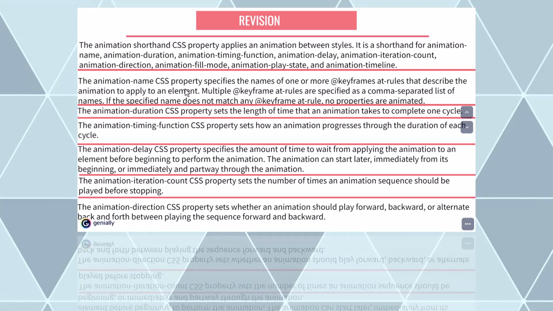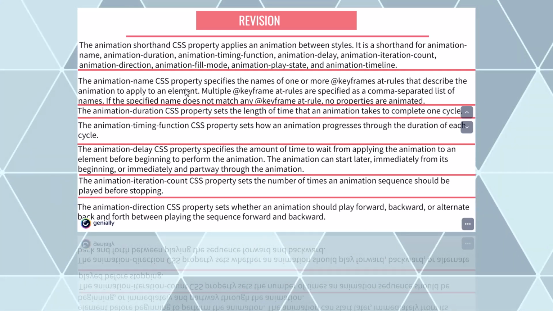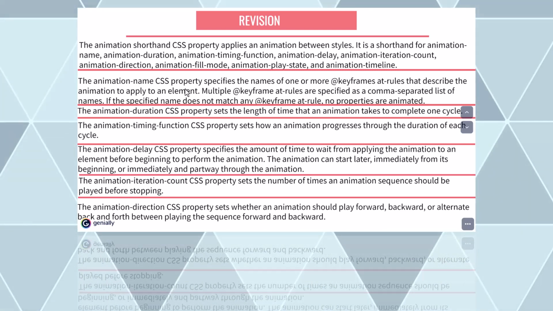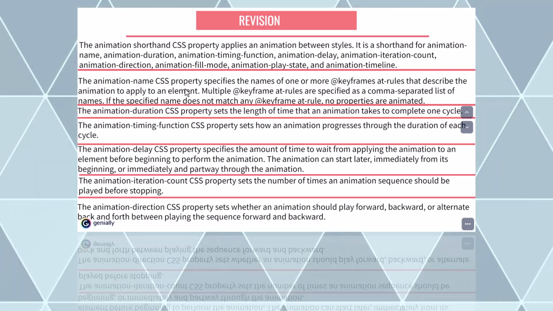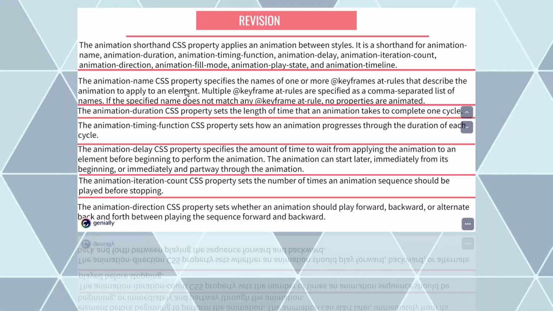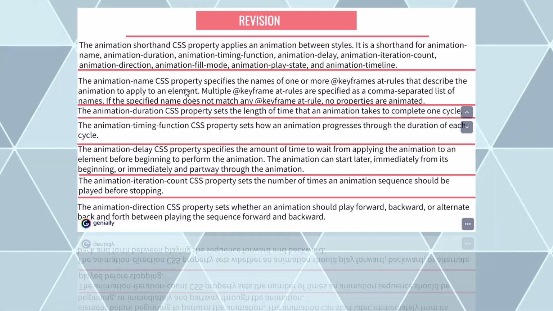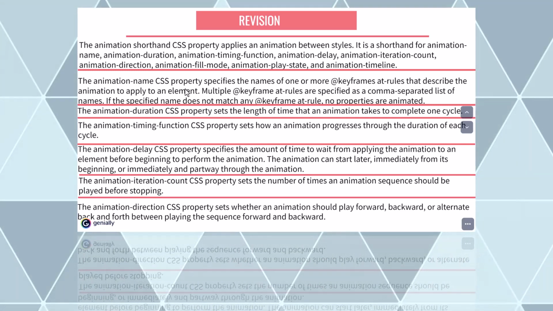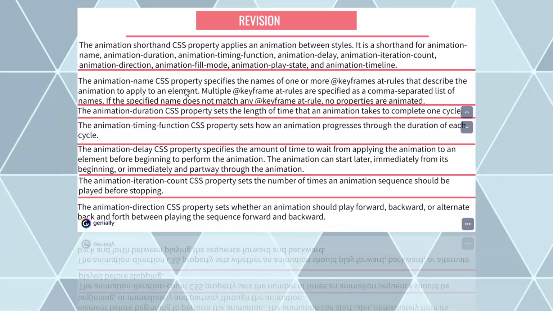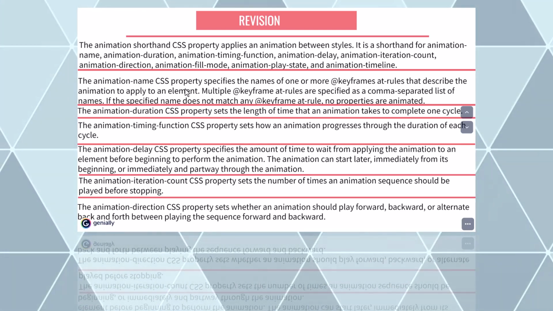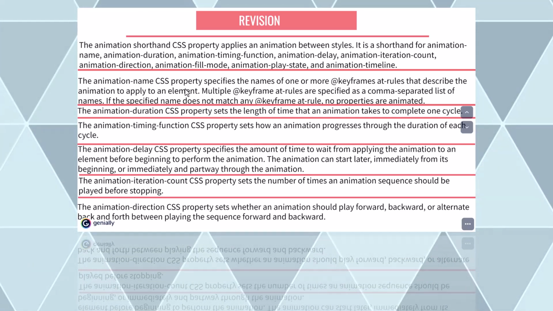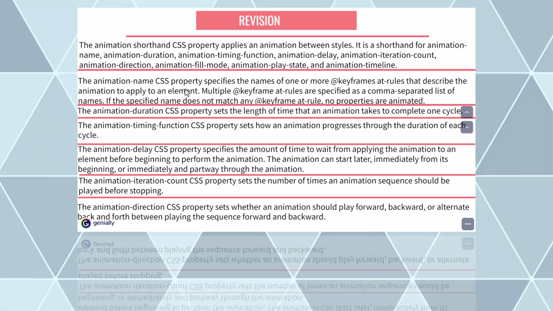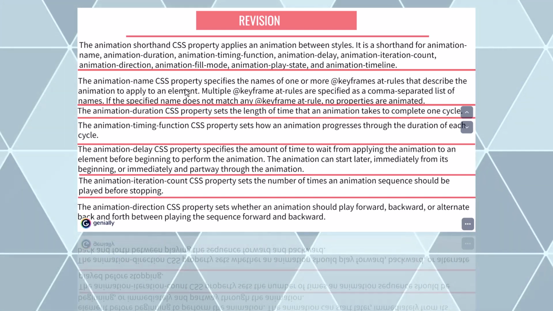Okay. The animation shorthand CSS property applies an animation between styles. It is a shorthand for animation name, animation duration, animation timing function, animation delay, animation iteration count, animation direction, animation fill mode, animation play state, and animation timeline. So basically what is being said is that animation is a shorthand property for the following constituent properties, which is animation name, the name of the animation, which is defined using the keyframes.